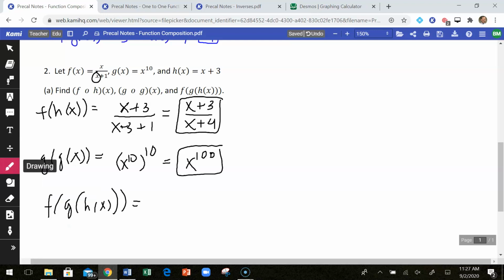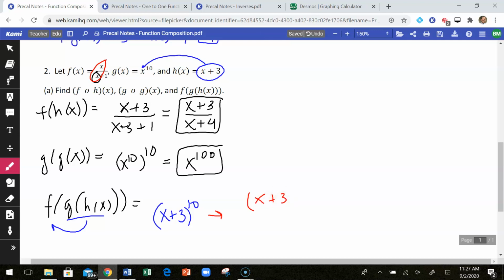So I'll just kind of do this a little bit at a time. So h into g, if I just did that part, okay, h into g would be x plus 3 to the power 10, right? That would be taking h and putting it into the function g. But then I'm supposed to take that thing and plug that into f. So for both of these x's in f, I need to plug in this x plus 3 to the 10th. So that means we're going to end up with x plus 3 to the 10th over x plus 3 to the 10th plus 1. And that would be my function f of g of h of x.